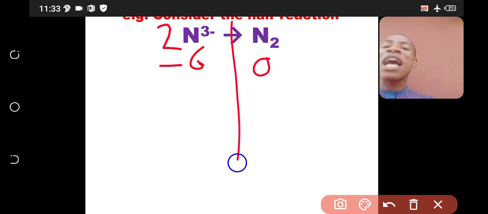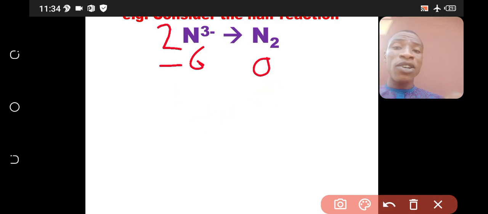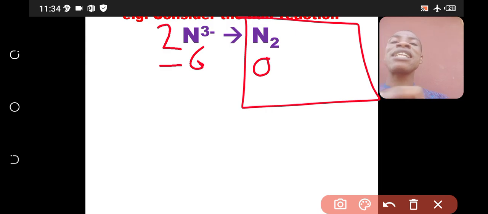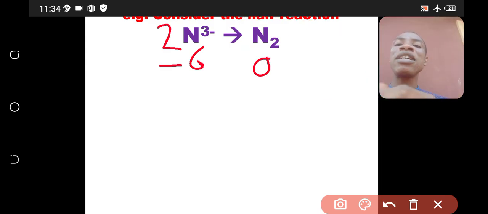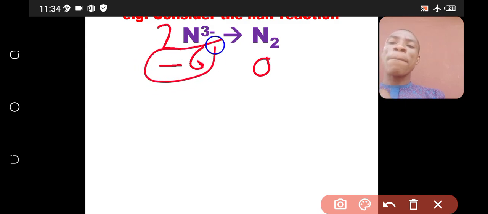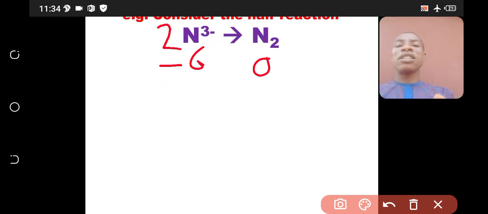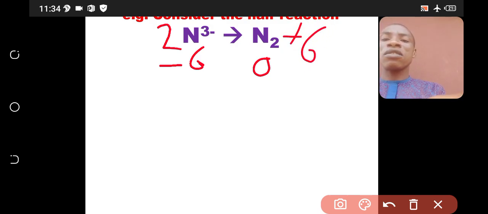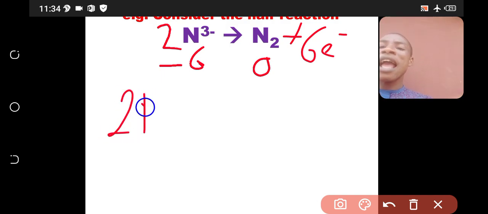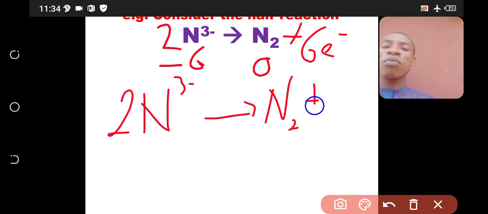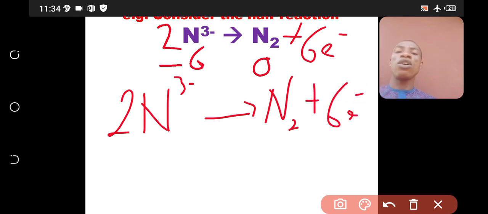So which of these two sides is higher? Definitely 0 is higher than minus 6. So the product side is higher by 6. So you bring it down to the level of minus 6. How many electrons will you need to reduce 0 to minus 6? That will be 6 electrons. So that's how you balance the equation. The equation now becomes 2N3 minus, giving us N2 plus 6 electrons. This is the balanced half equation of the reaction.